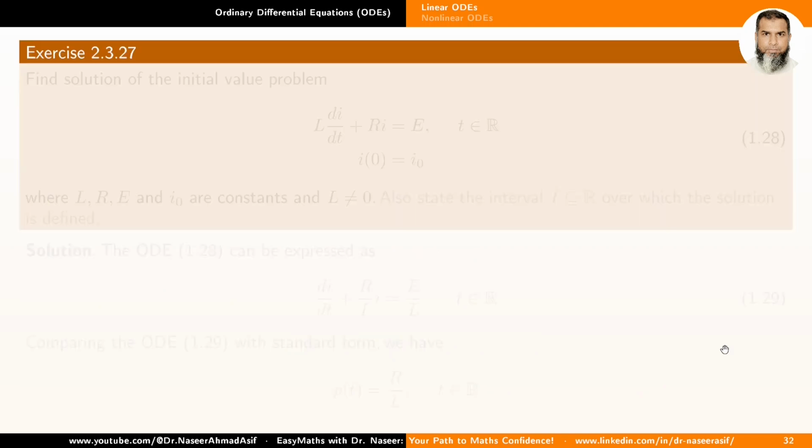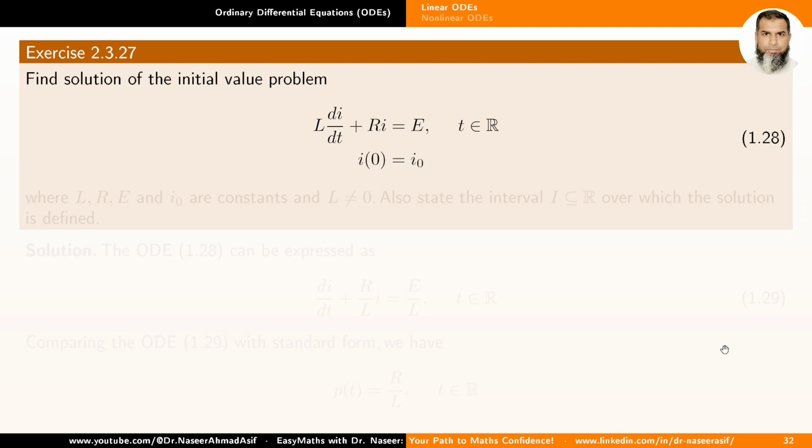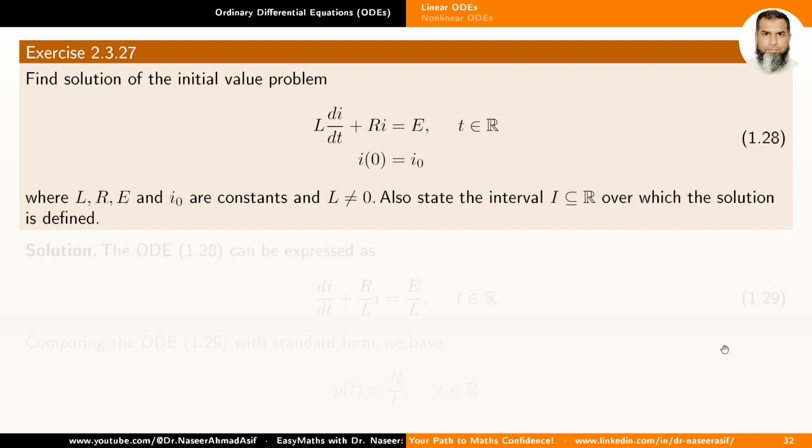Well, see another exercise. Find the solution of the initial value problem L di by dt plus R I is equal to E, where t belongs to R, I of 0 is equal to I naught, where L, R, E and I naught are constants and L is non-zero. Also state the interval I subset of R over which the solution is defined.